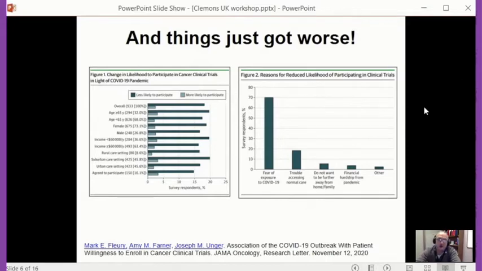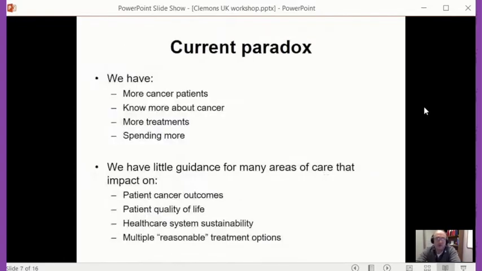And the graph on the right-hand side shows that the biggest concern for patients at the moment is fear of exposure to COVID. And I'm sure you've all found that your clinics are becoming more and more virtual. So if we're not seeing the patients in person, we need to find a better way of doing our trials.